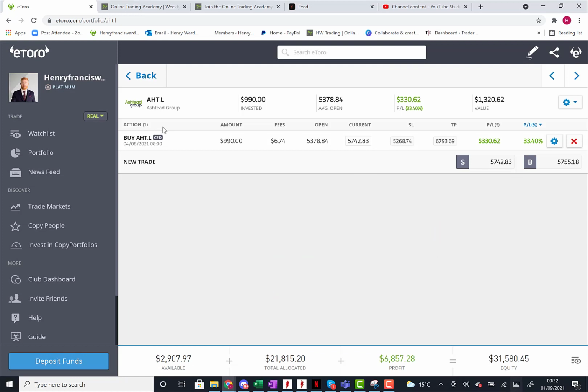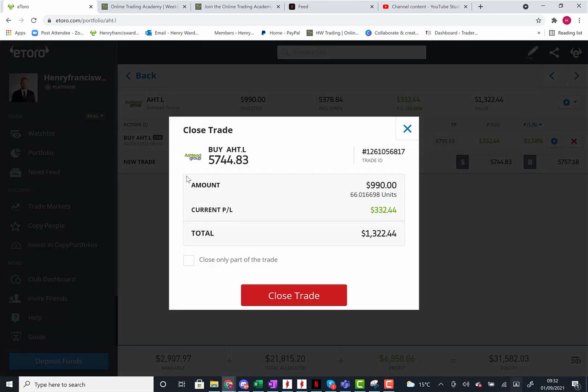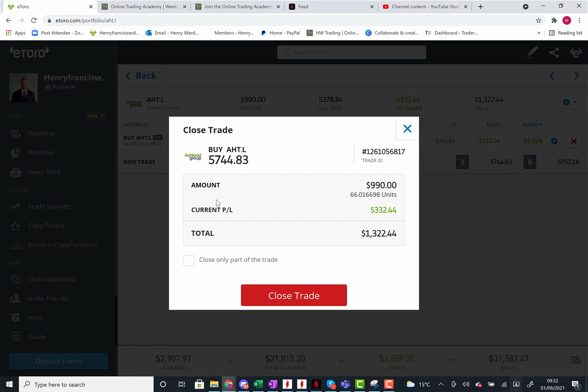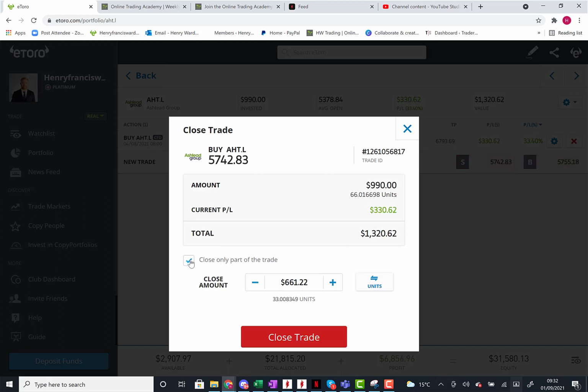So if I go back here to the investment, there's the trade, look, 330 quid. Now what I'm going to do is, instead of actually closing the whole trade, I'm going to leave half of it running and let half of it go. So see the X button here, I'm going to click on that X button. And so just to show you again, there's the trade. I'm going to click on the X button here, and I'm going to go down to close partially, so close only part of this trade. So the idea is I'm going to close half of this trade. So I'm going to click on this here.